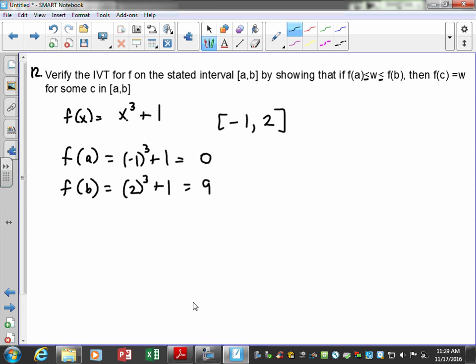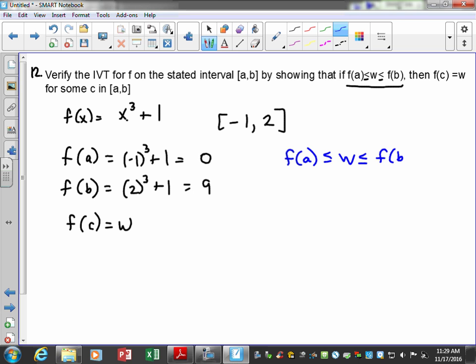Okay, and we also know that it says f of c is equal to w. Let me just write that down. F of c is equal to w. That was told to me. So if this is the case, then we know f of c equals w. Alright, let me take this inequality and write it over here. F of a is less than or equal to w, less than or equal to f of b.